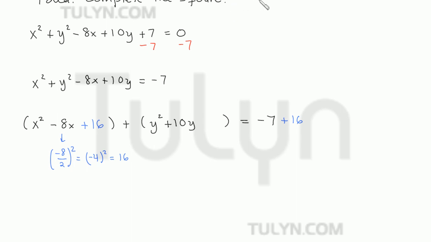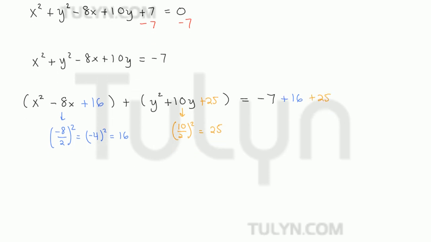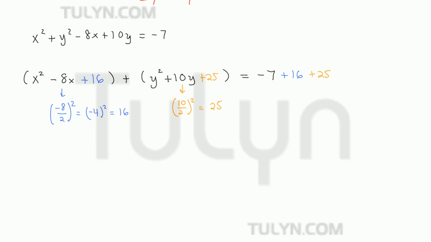Now for the y, it's the same idea. Take 10, divide it by 2, and square it. So we're going to end up getting 5 squared, which is 25. So now I want to add 25 to each side. So now we're ready to simplify.